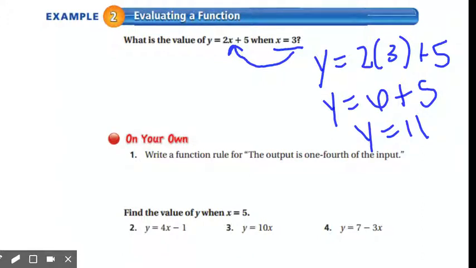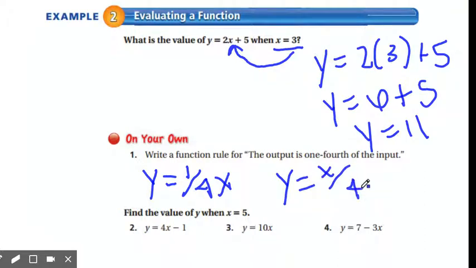So if you've worked out the on your own problems, number 1 says write a function rule for the output is 1/4 of the input. So there's 2 ways you can do this. Most people will do y equals 1/4 times x. All right, that's how you show 1/4 of the input. Another way that I've seen students do it, and again, this is just another option, both are correct, you could do y equals x over 4. All right, that also shows that the output is 1/4 of the input. So either of those is fine. The first one is probably more common.